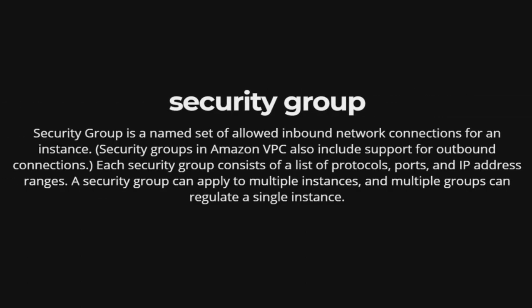Security group. Security group is a named set of allowed inbound network connections for an instance. Security groups in Amazon VPC also include support for outbound connections. Each security group consists of a list of protocols, ports, and IP address ranges. A security group can apply to multiple instances, and multiple groups can regulate a single instance.